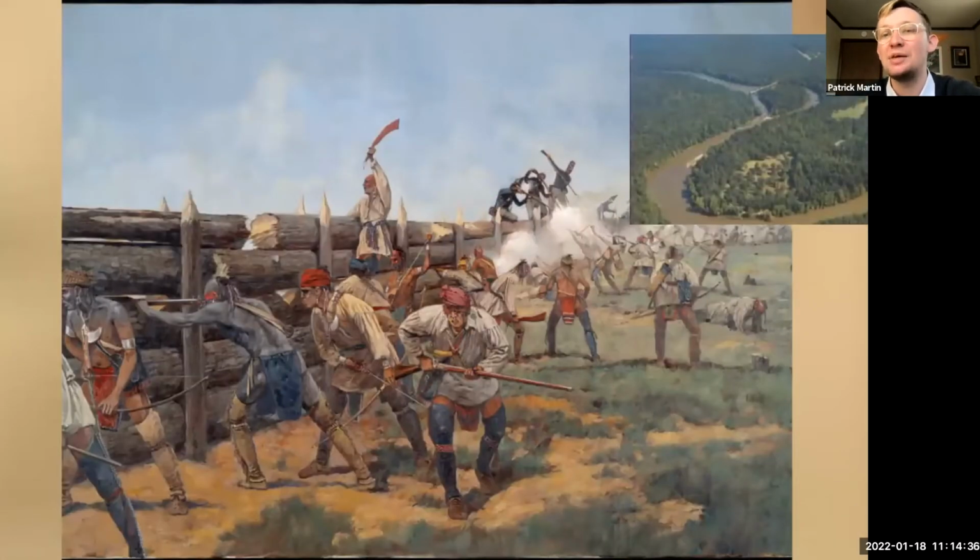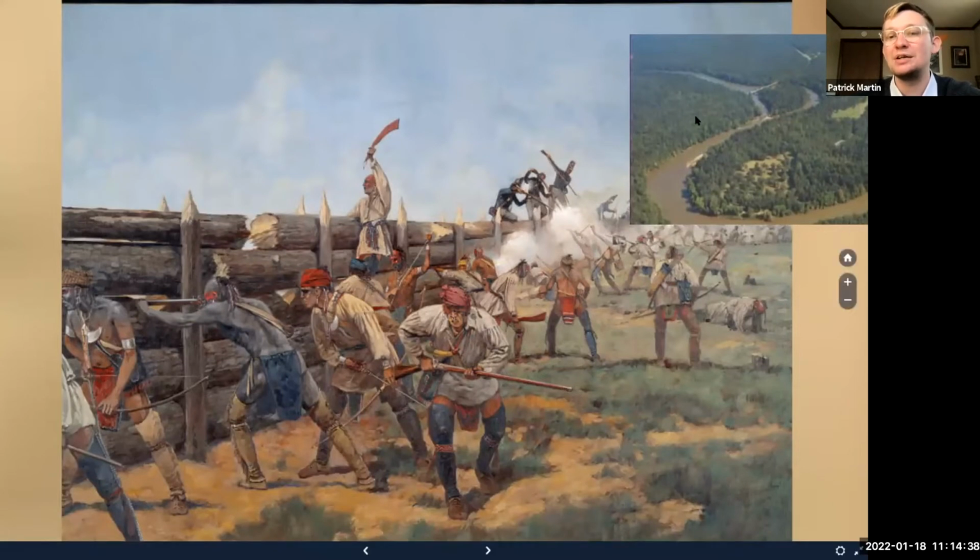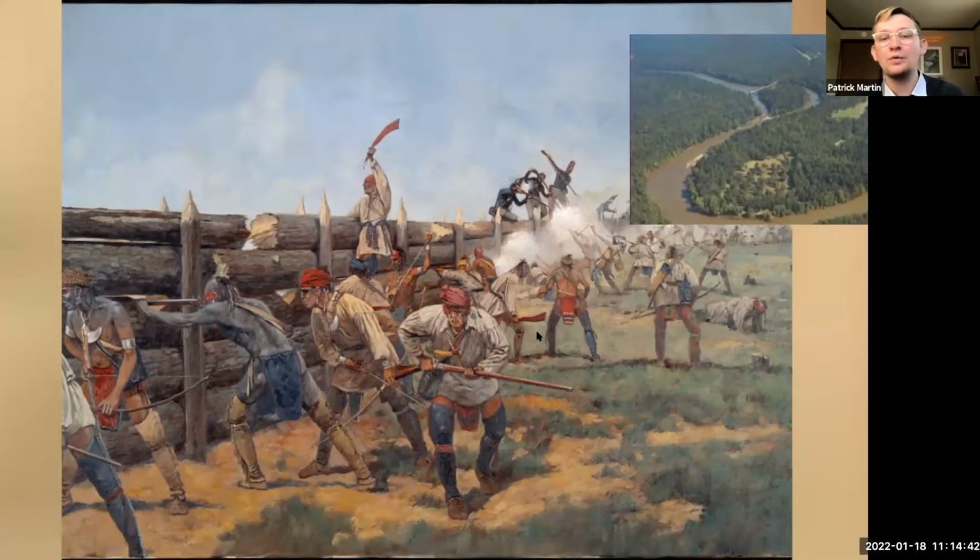You see the image there on the right, kind of has a horseshoe bend in the river there. That's where it gets its name. That's where that battlefield is. This is not really a battle. It's more of a massacre.